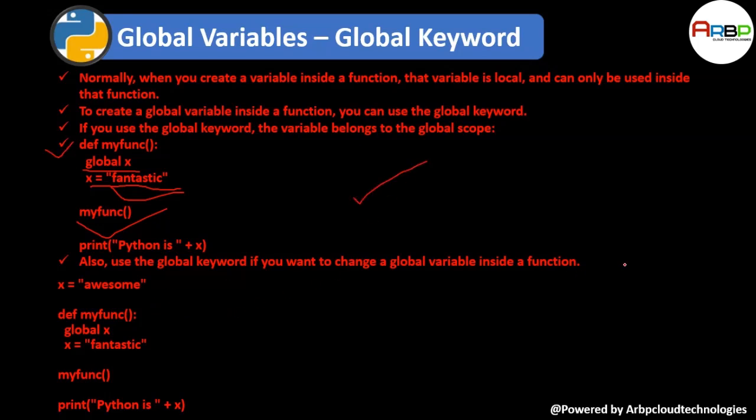Also use the global keyword if you want to change a global variable inside a function. You can change it inside a function only. But outside the function, it is the same. I can change it and update it inside the function. I can globalize it. Okay.